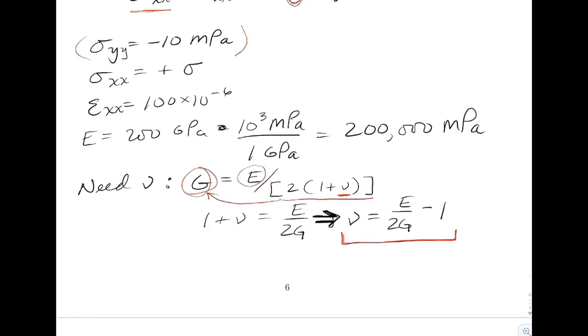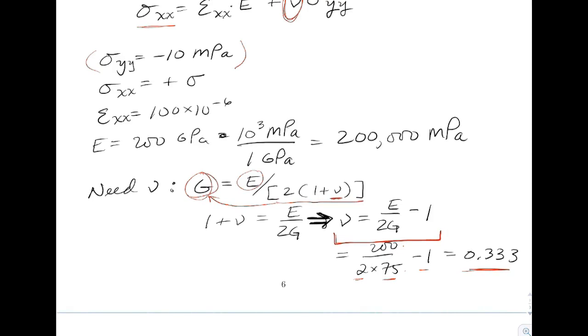We'll plug in what we have for all those values. So 200 for E. G was 75. That was all in gigapascals, so units are consistent. We've got a 2, subtract 1, and so we've got a value for Poisson's ratio of 0.333. So we've got everything that we need. We can go ahead and finish up the problem.